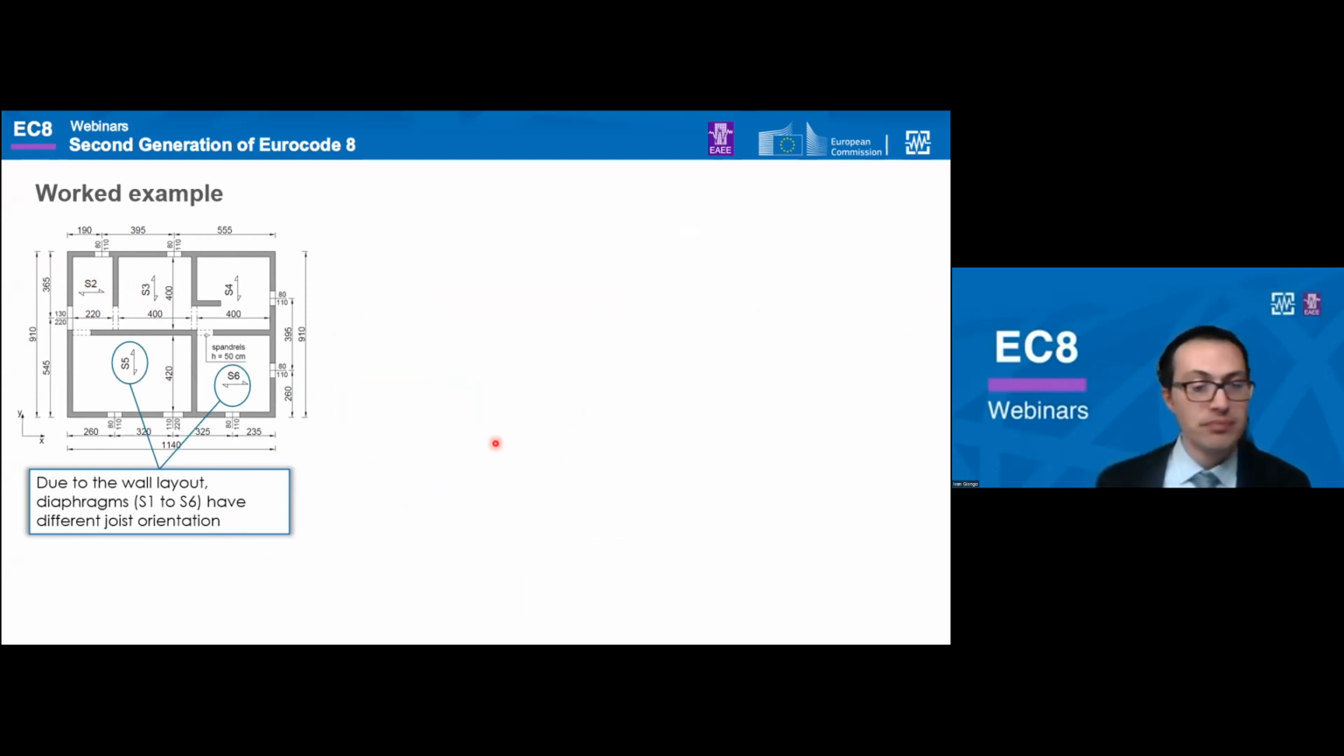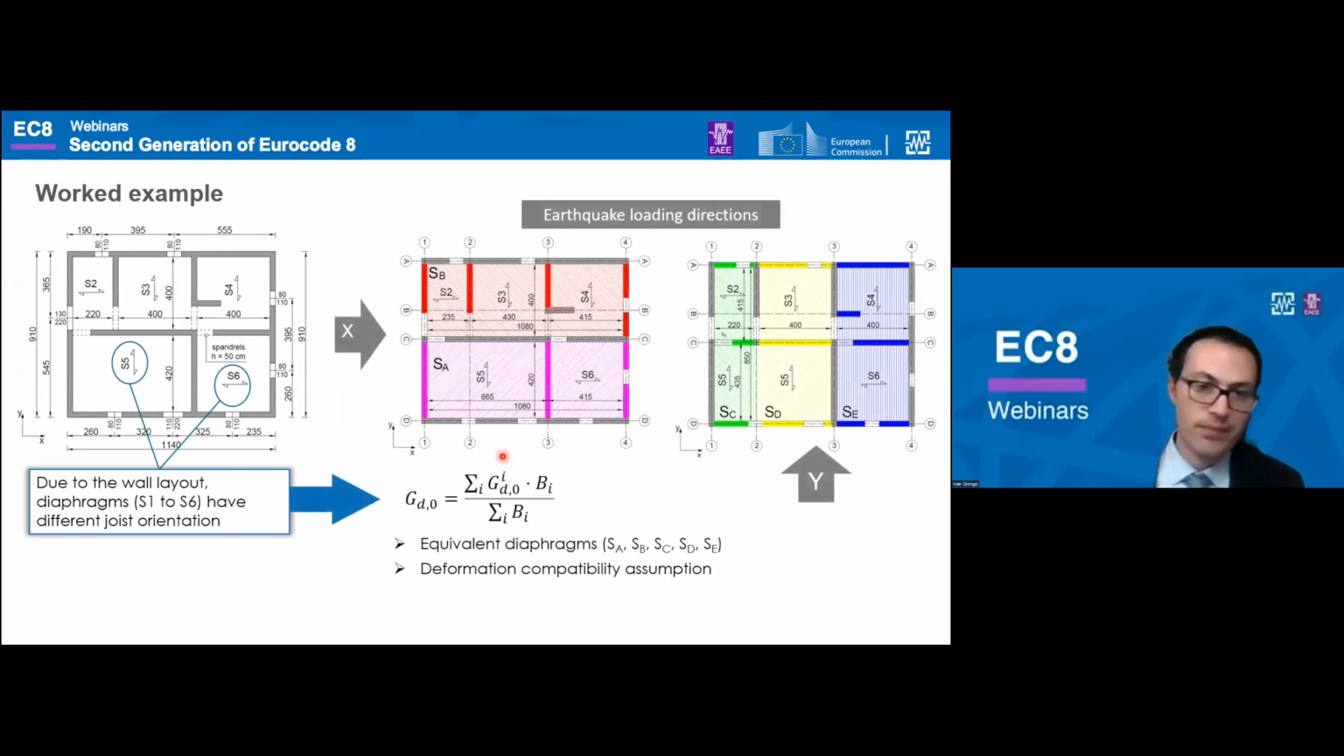The interaction between the floor bays that are aligned in the direction parallel to the seismic force is accounted for by referring to equivalent diaphragms that are obtained by averaging the shear stiffness of the interacting bays under the assumption of deformation compatibility, so equal deformation assumption.